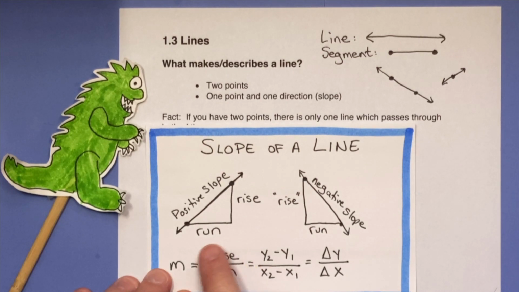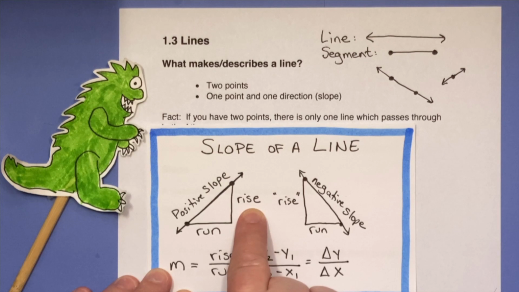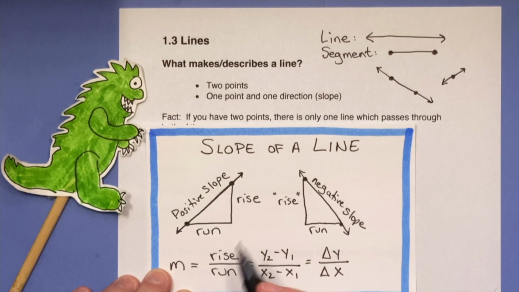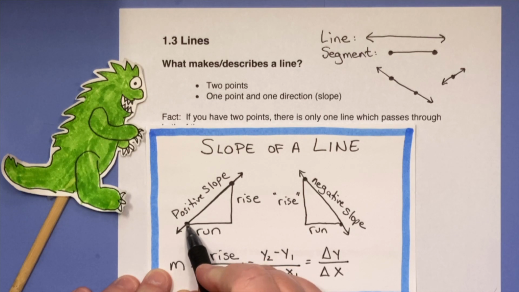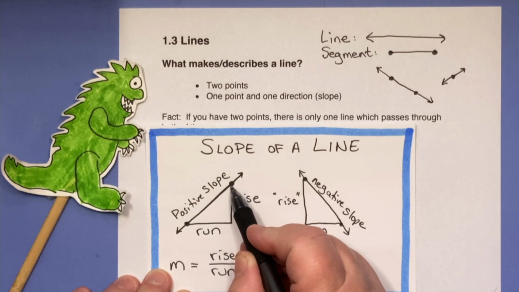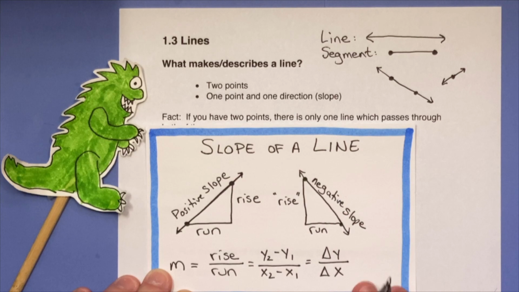And we have the concept of the run and the rise. So if you pick any 2 points on the line, and then you look at how far, if you start at 1 point, you move in the X direction, that's considered the run. And then you move up or down, that's considered the rise. And you take the ratio, the rise over the run, you get the slope. And you'll notice I've used the secret letter M. M stands for slope.